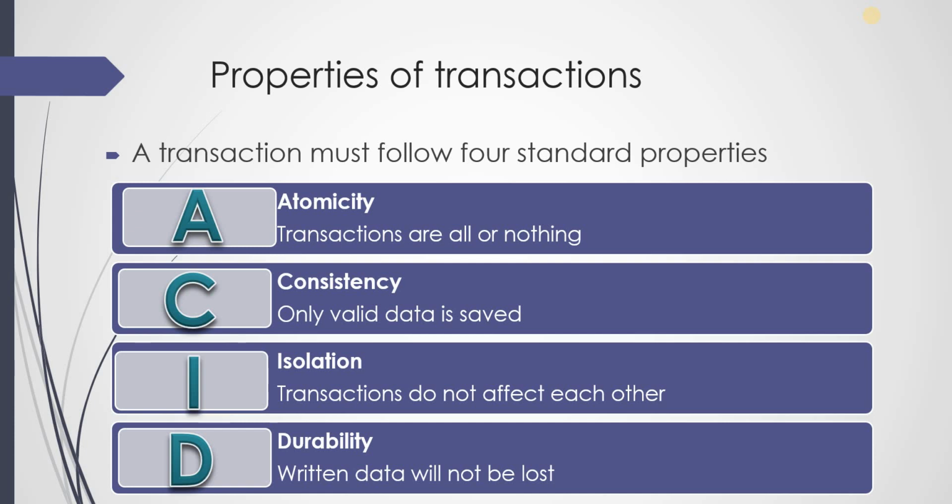So these 4 properties are very much important for a transaction to complete. One more time, the properties are: A stands for atomicity, C stands for consistency, I stands for isolation, D stands for durability. So this is all that we have to study today.